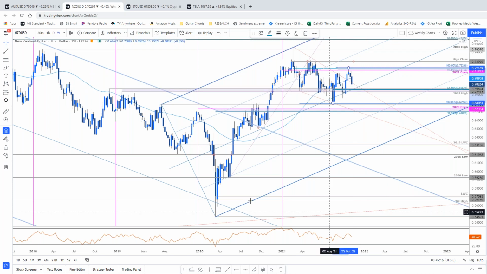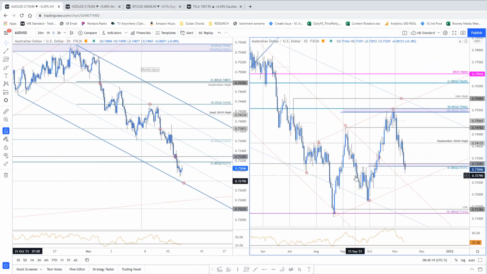So keep your eye on that for Kiwi. That's from the weekly chart. Here's what Kiwi looks like on the daily.